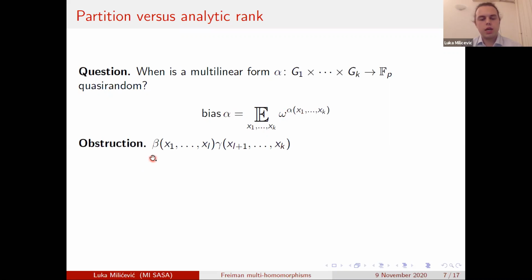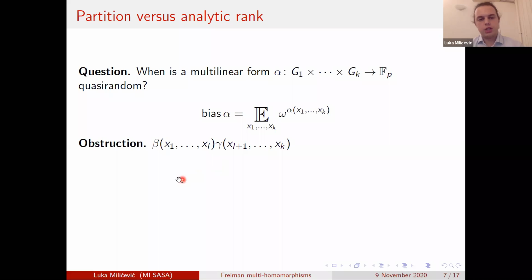So imagine that you have a map alpha which splits as a product of two further multilinear maps. Imagine that beta is an arbitrary multilinear map in the first L variables, and gamma is a multilinear form in the remaining variables. Then whatever I pick for x1, whenever beta is 0, whatever I pick for the remaining variables, I still get 0 product. You can plug that into the bias above and do a simple calculation to get that the bias of such a map is necessarily at least 1 over p. So it's huge. It's actually bounded away from 0 by a constant.